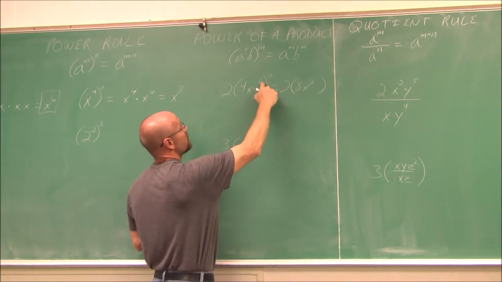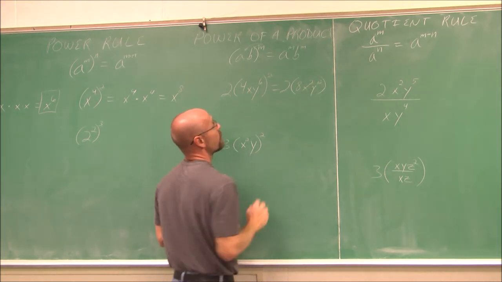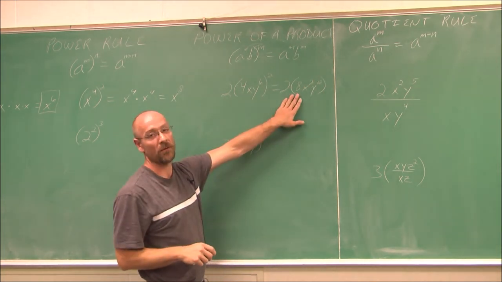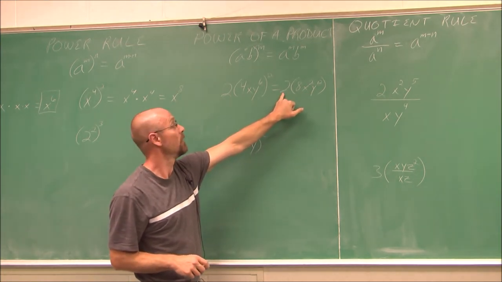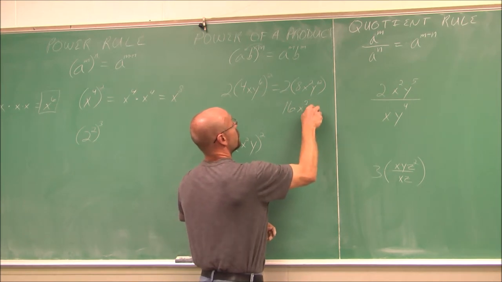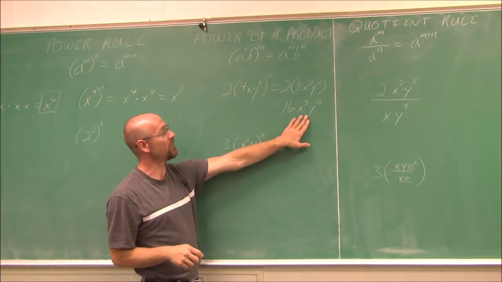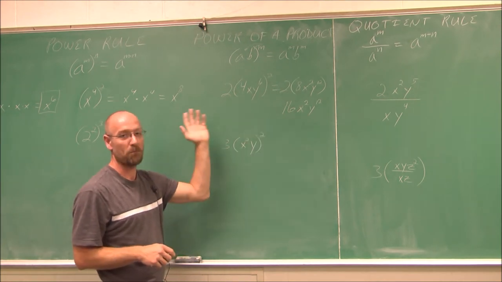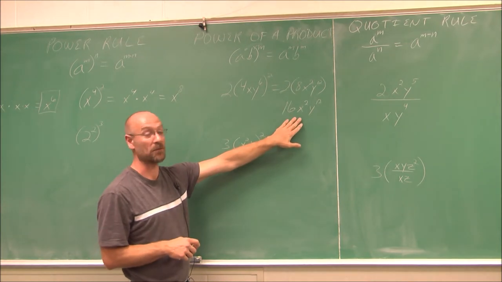And then y to the 6th squared would be 2 times 6, y to the 12th. Now I can simplify it further because I've dealt with that exponent. Now I can do the multiplication. Well, 2 times 8 is 16, x squared, y to the 12th. So hopefully that makes sense to you. If not, back the video up. Watch it again if you need to, or find another resource.